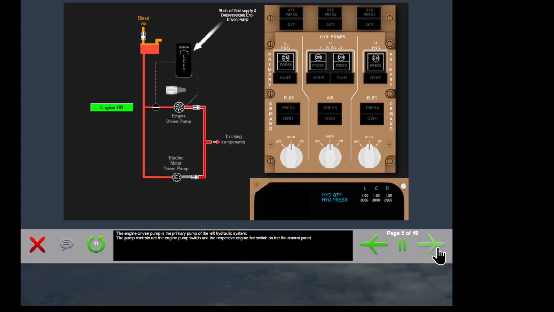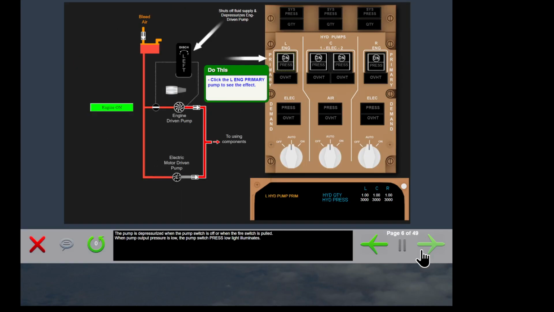The engine-driven pump is the primary pump of the left hydraulic system. The pump controls are the engine pump switch and the respective engine fire switch on the fire control panel. Now, the pump is depressurized when the pump switch is off or when the fire switch is pulled. When pump output pressure is low, the pump switch pressure low light illuminates.